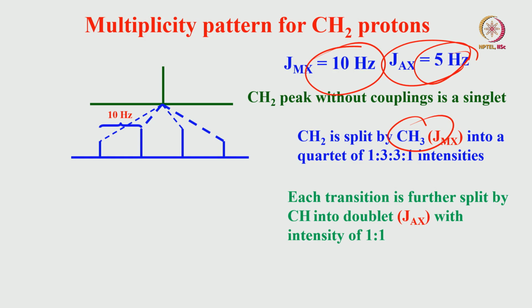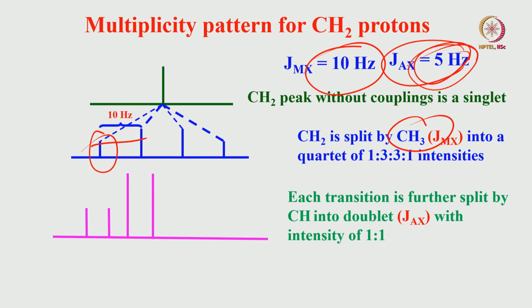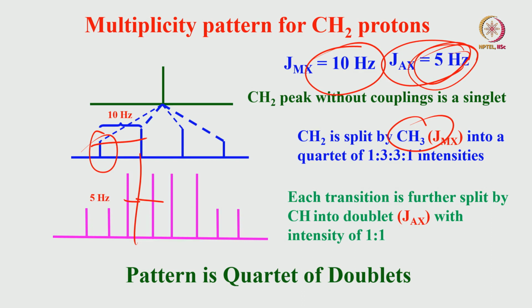And what is happening? CH is going to split each of these lines into a doublet, because it is a single proton. And for the doublet there is no overlap, because this separation is 10 hertz and the coupling is only 5 hertz. So there is no question of overlap: 5 hertz from the center is 2.5 hertz here, 2.5 hertz here. Everything is very clearly separated, and this is a doublet, this is a doublet. What do you call this pattern? The largest coupling is a quartet, the other is a doublet. So it is called a quartet of doublets. In a hypothetical example of a molecule, we can generate a spectrum like this.